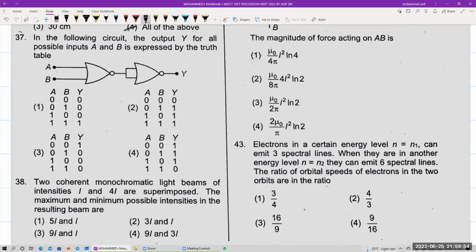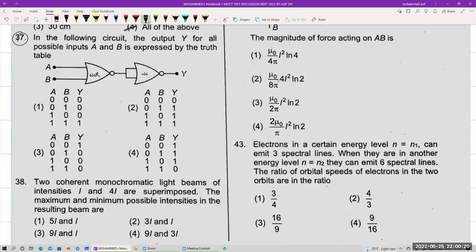We can do this one from semiconductors too. In the following circuit, the output Y for all the possible inputs of A and B is expressed by the truth table. 37, how much will it come, beta? This is your NOR gate. Both inputs are the same, basically. This one is also your NOR gate. So what will the Y value be, beta?